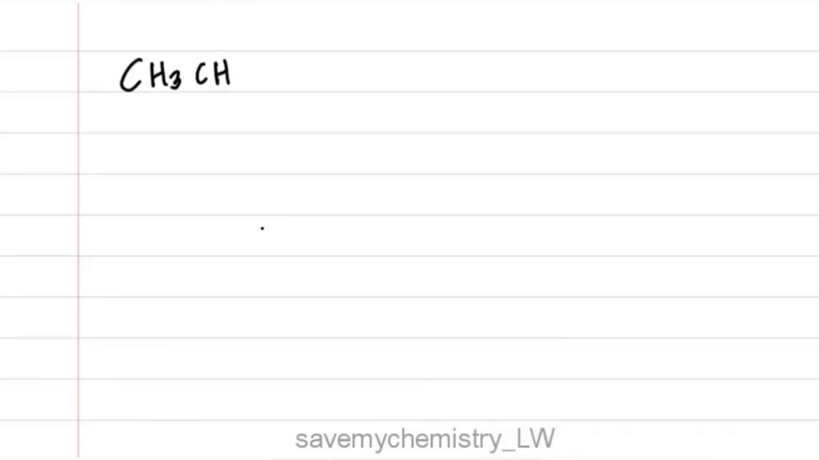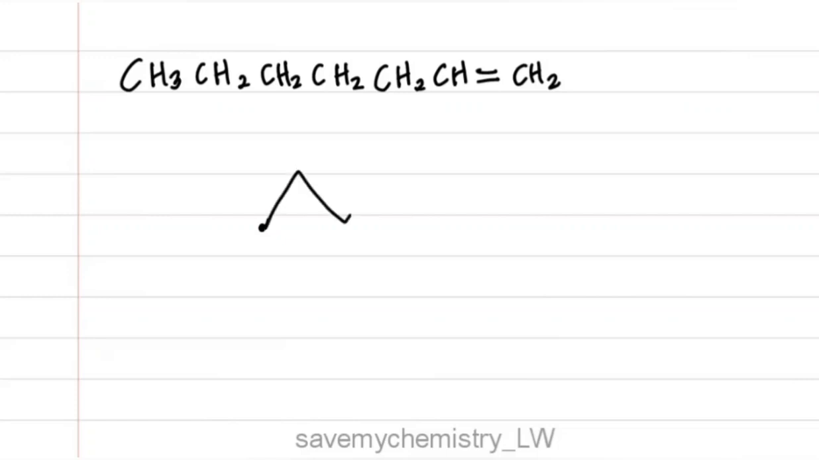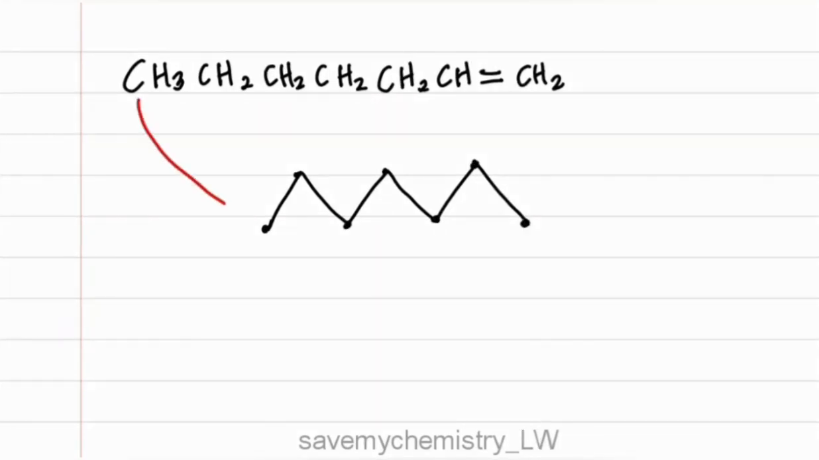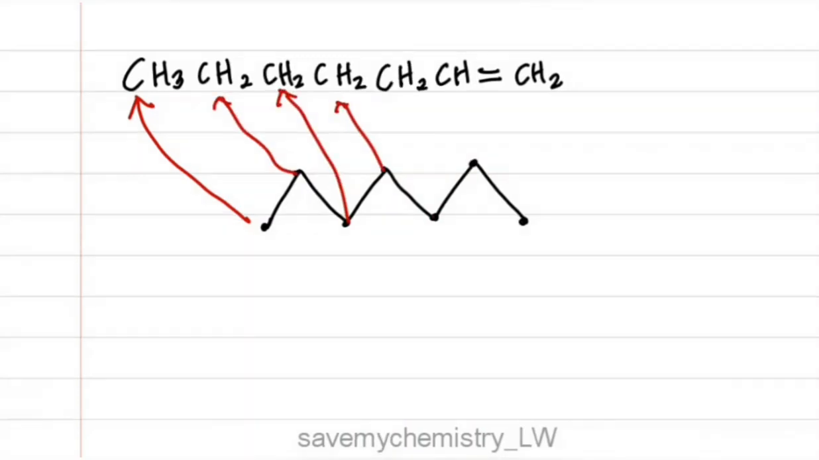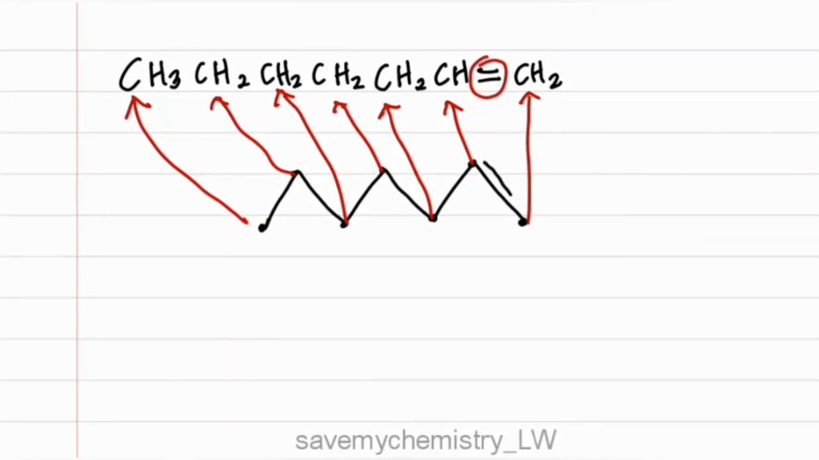Let's practice. If we have CH3, CH2, CH2, CH2, CH2, and then CH double bond CH2, it is heptene because there is a double bond at carbon number 1. So we need to draw 1, 2, 3, 4, 5, 6, 7. Remember, every corner or every dot and every bend represents a hidden carbon atom. And there is a double bond at carbon number 1, so we need to add a line there.